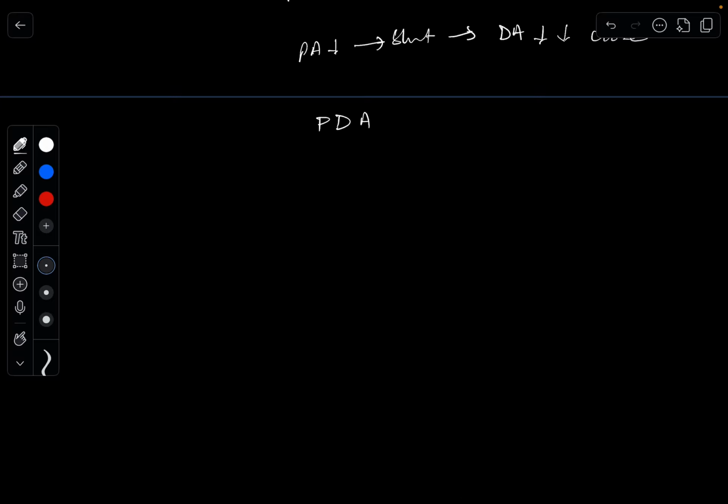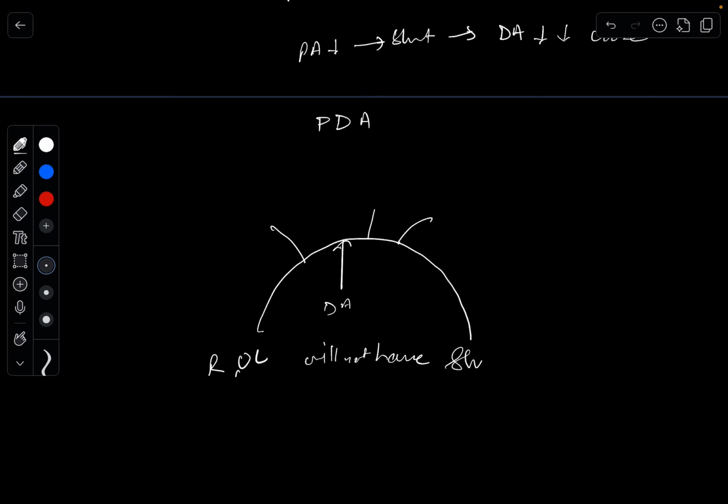And where does the ductus arteriosus join? It joins at the second part, like the arch of aorta, right? This is the first. It will lead to the right brachiocephalic trunk, and then the left common carotid, left subclavian, and at this point the ductus arteriosus will join. So only the right upper limb will not have shunted blood.